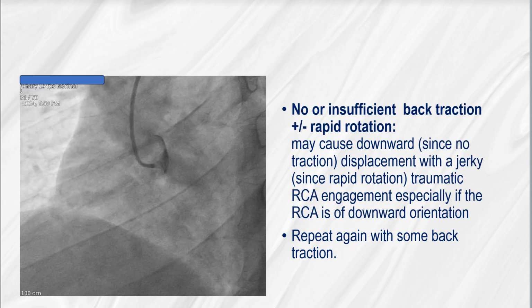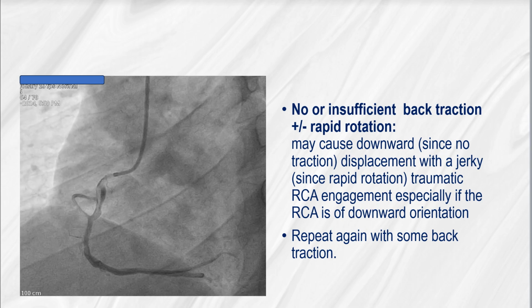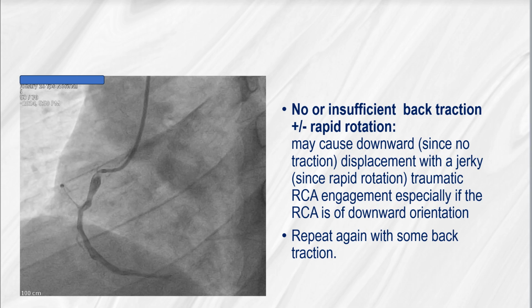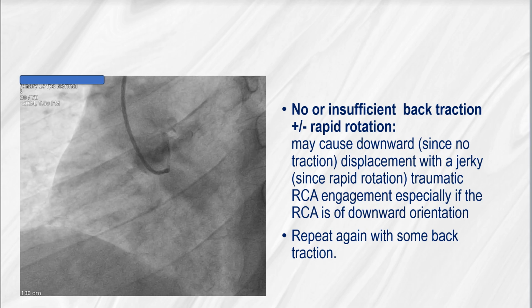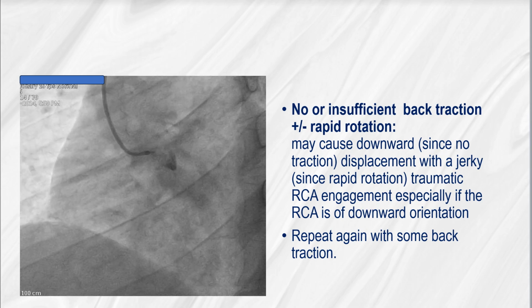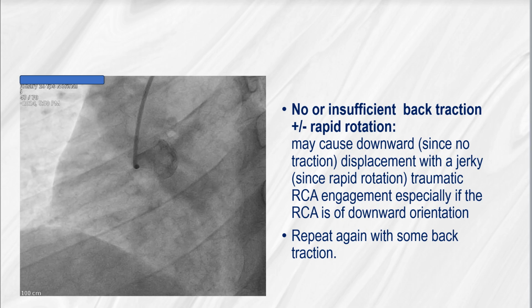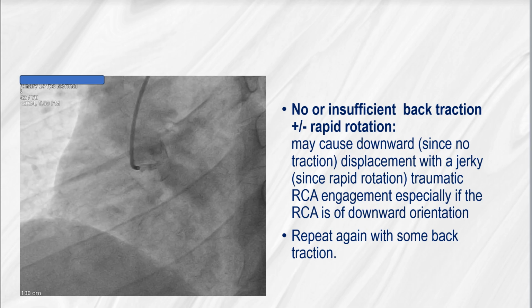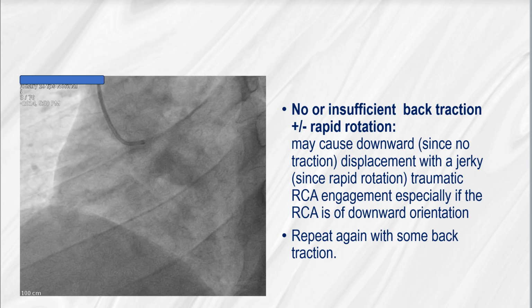No or insufficient back traction plus or minus rapid rotation may cause downward displacement, since no traction, with a jerky, traumatic RCA engagement, since rapid rotation, especially if the RCA is of downward orientation. Repeat again with some back traction.